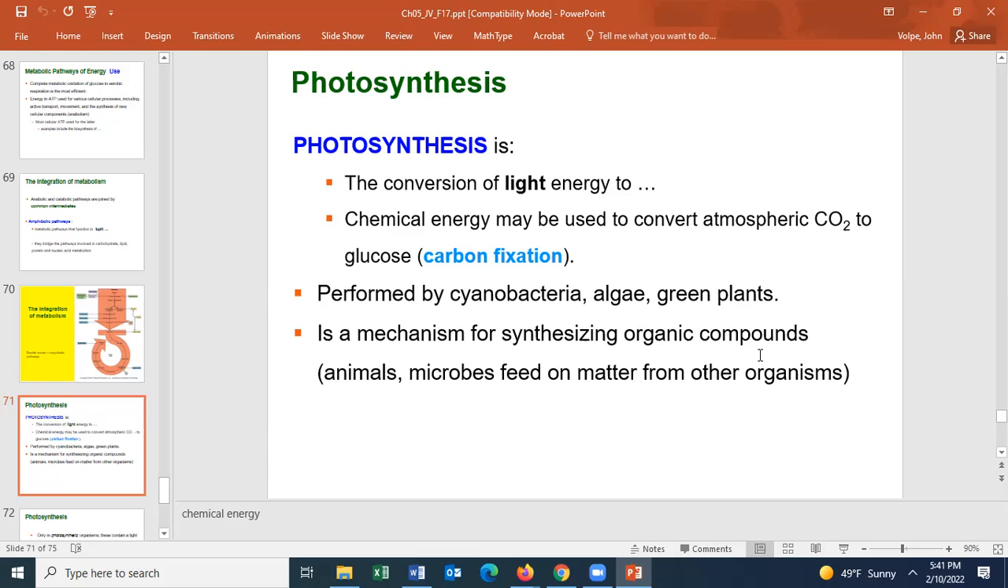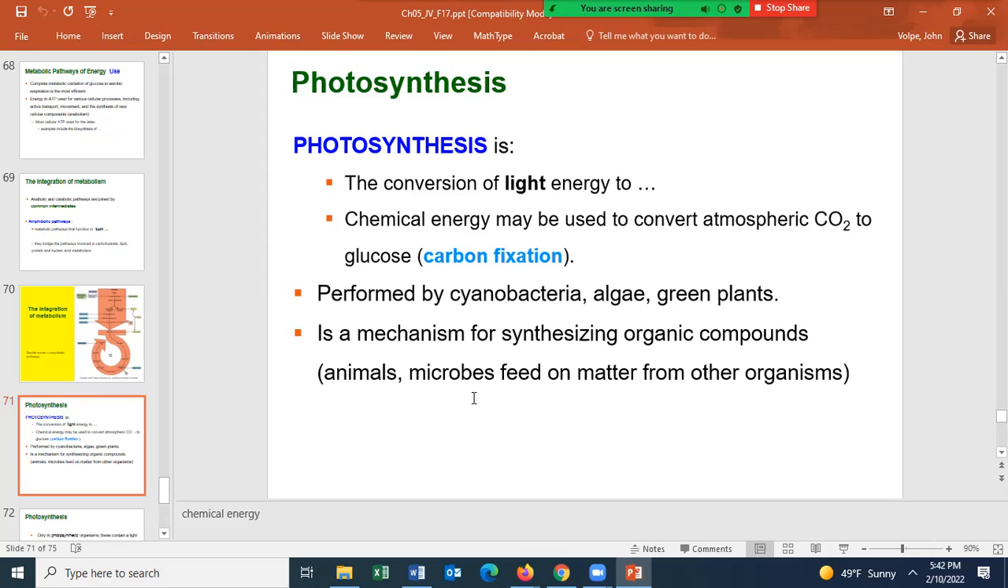Photosynthesis is the conversion of light energy into chemical energy. The chemical energy is used usually to convert CO2 into glucose, and that we call carbon fixation. Green plants can do this, but cyanobacteria, algae, and other photosynthetic bacteria can also do this. And this is a mechanism that other organisms need to get organic compounds.